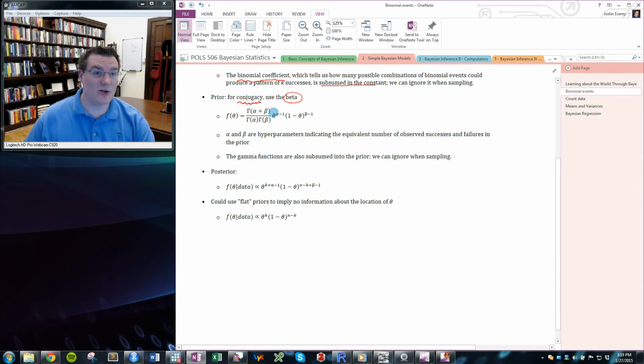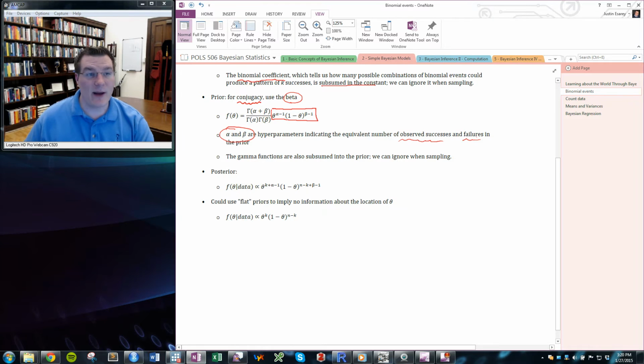Again, we can pretty much ignore that as a part of our sampling process or any of our other Bayesian analysis process. It's just going to be subsumed in the constant term in the denominator. What we really care about are these things. This is what's going to actually enter into our function. You can see it looks a lot like the binomial likelihood, which is not a mistake. Alpha and beta are so-called hyperparameters in this function, and they indicate in the prior the number of observed successes and failures that are in some ways captured in the prior.